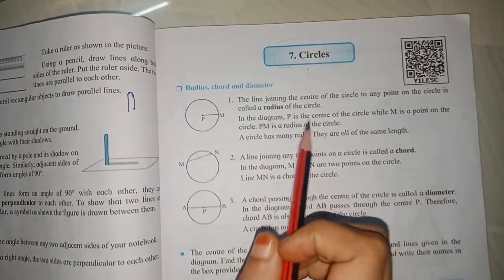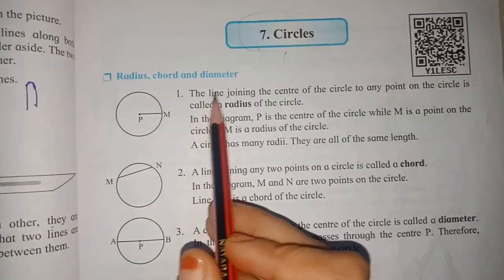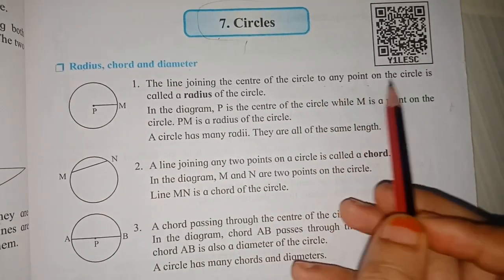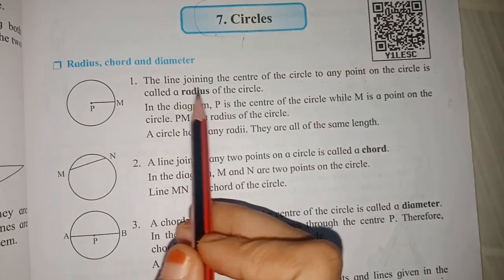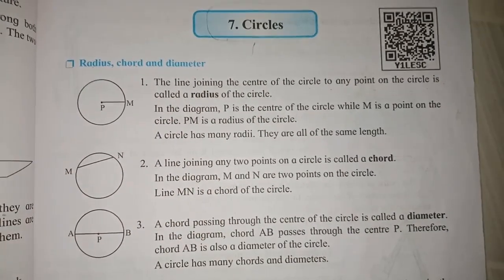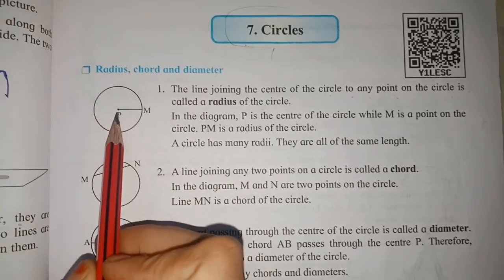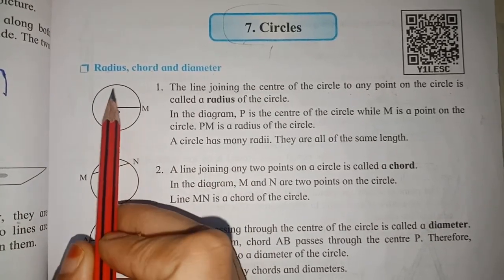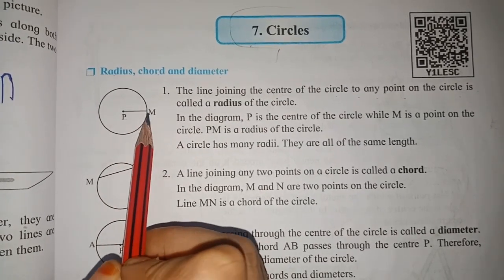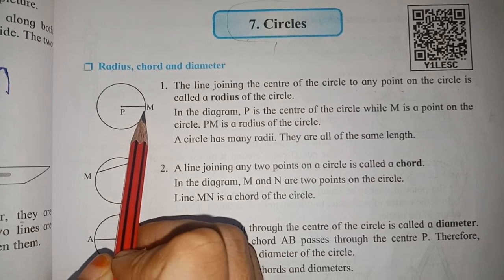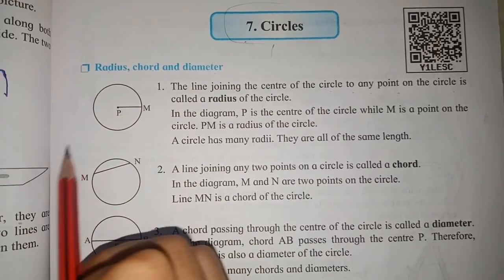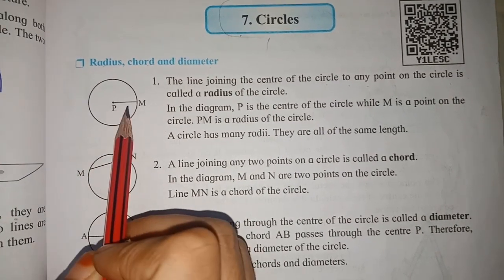So first one is radius. The line joining the center of the circle to any point on the circle is called a radius of the circle. This is the definition of radius. It means this is the center of the circle, point P, and this is another point, that is M. If we join both, it forms a radius. Okay, you can see.